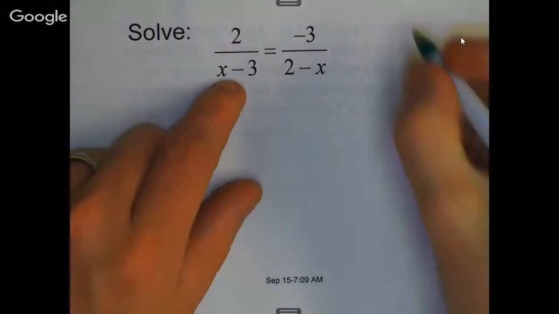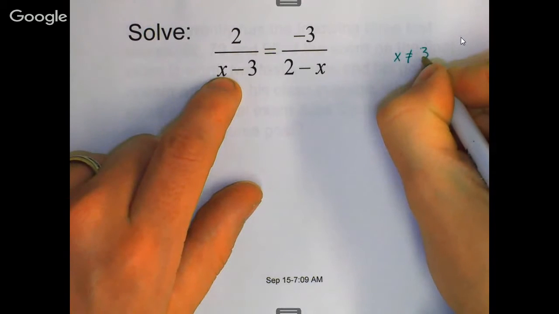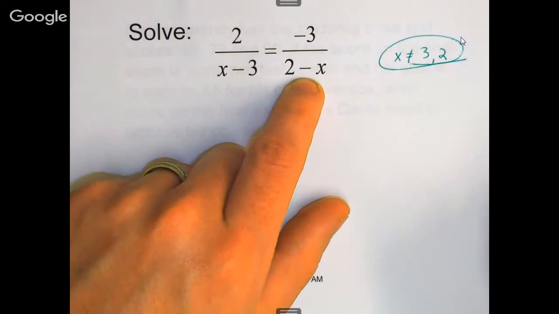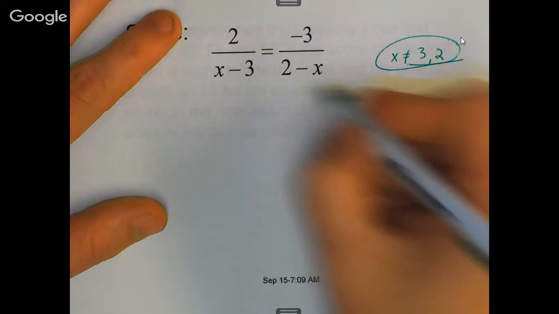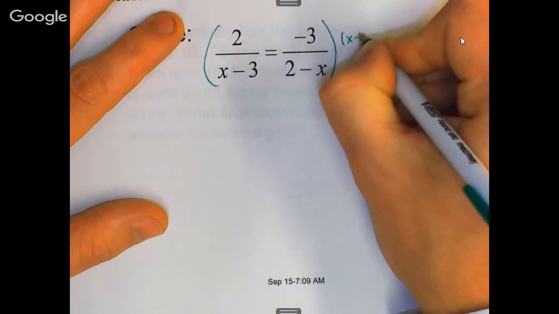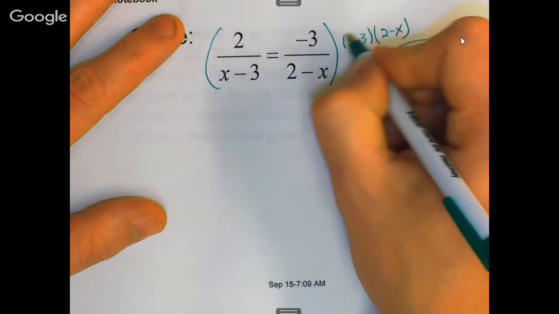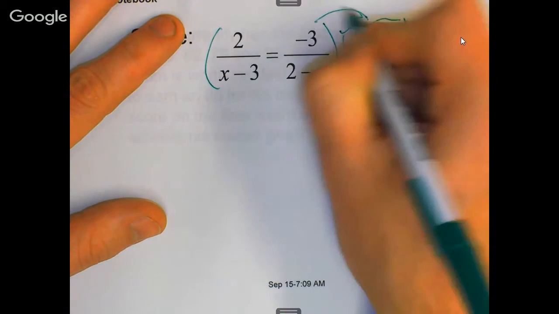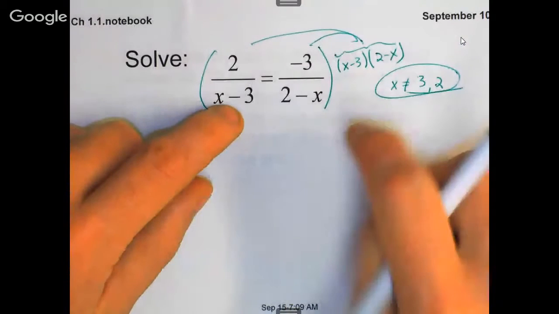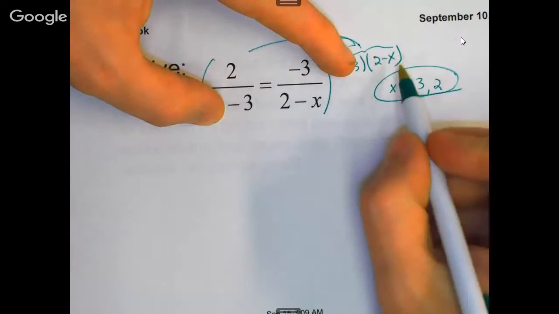All right, so x cannot equal 3 here and 2 there. So we're going to multiply the whole thing by x minus 3, 2 minus x. Okay, so I'm going to try to skip a step here. I want to take that in there. So if I look here, I've got x minus 3. So that cancels with this x minus 3. So I just have this 2 minus x.